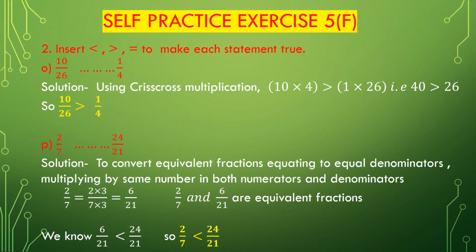Now we have to solve question number 2, O) bit. 10/26 and 1/4. Using the crisscross multiplication, as both are unlike fractions, both have different denominators. Multiply the numerator of 10/26 with the denominator of 1/4. 10 multiplied with 4, that is 40.